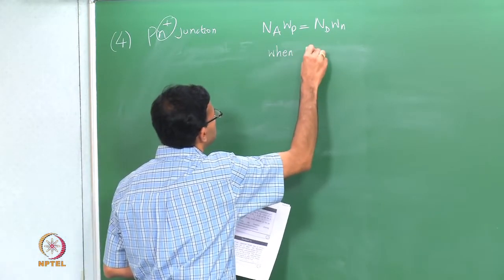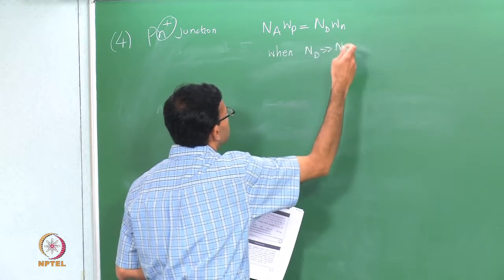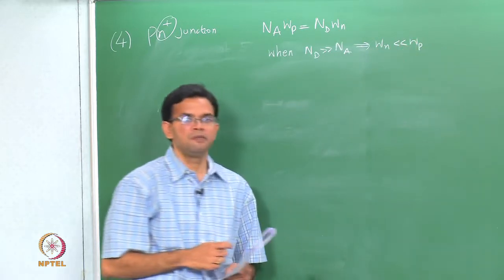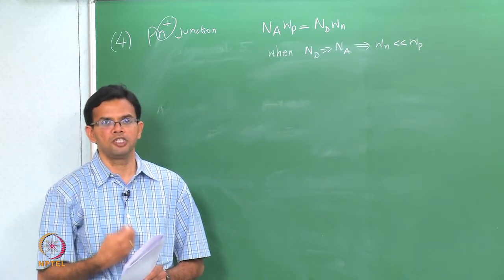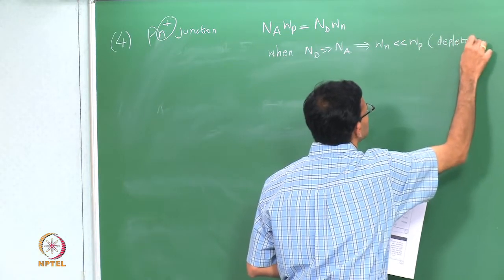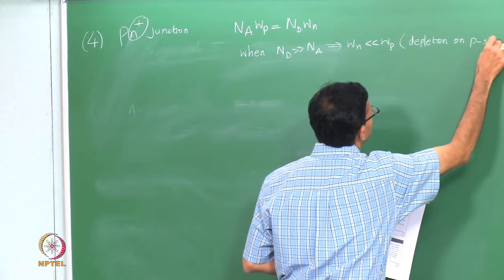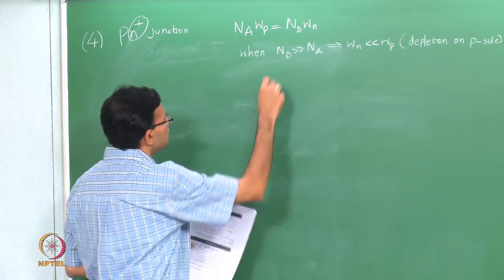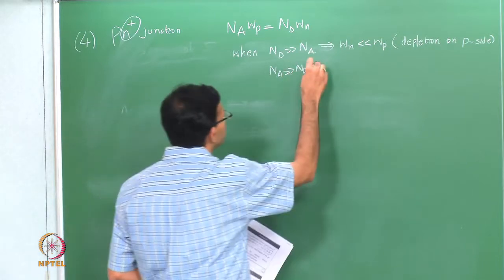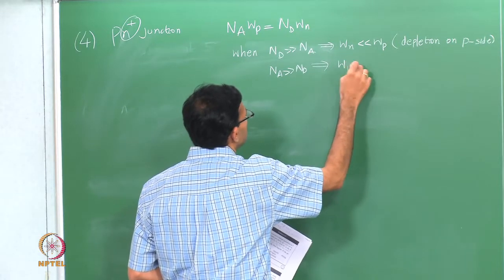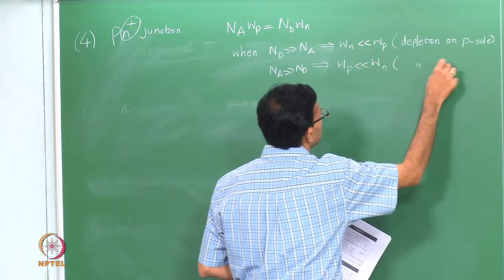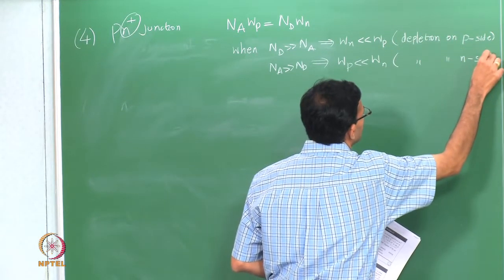So, when N D is much greater than N A, this implies W N is much smaller than W p, so that the depletion width is almost entirely on the p side. I will also just write the reverse. When N A is much greater than N D, then you have W p much smaller than W n, and the depletion is almost entirely on the n side.